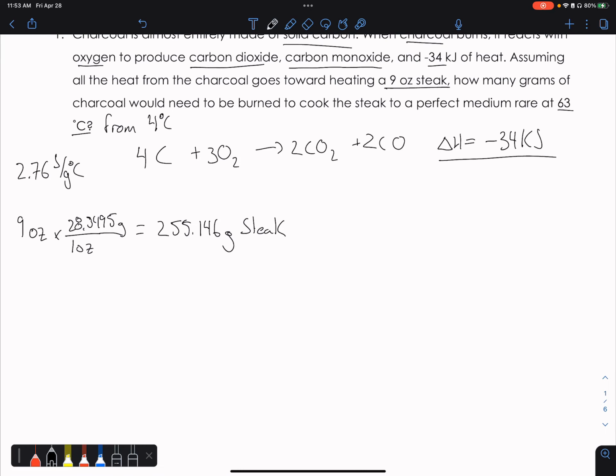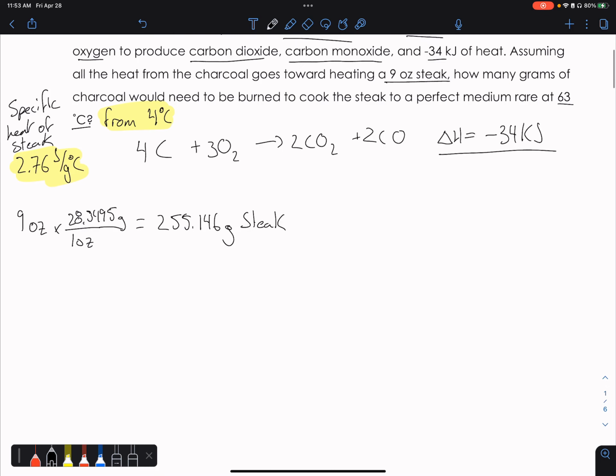So some of this stuff I needed to include, this heating it from 4 degrees C. This is the specific heat capacity of a steak. It's actually beef loin, but it's close enough. So you would need those things to solve that problem. The rest of it you could have figured out.